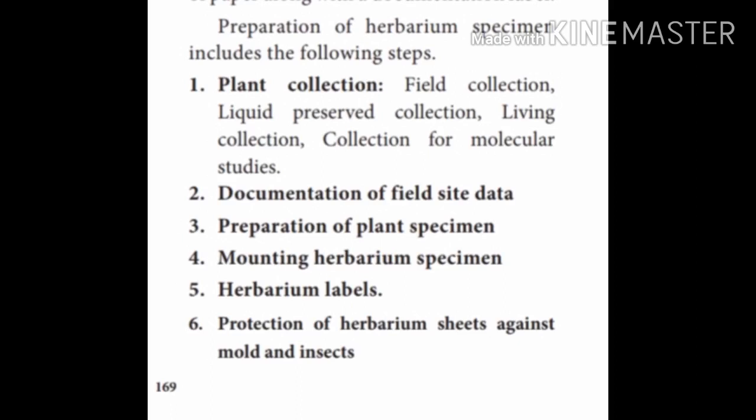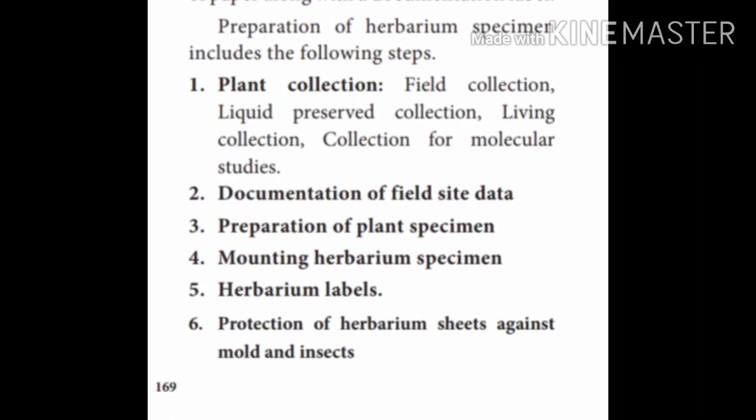The next is preparation of plant specimen. You have to clean the plant by dusting all the filth out of it and make it ready for mounting. Fourth is mounting the herbarium specimen. This has to be done clearly with the flower and all the details neatly present, and you have to paste it in a sheet, herbarium sheet. Herbarium sheet will be of a particular size, 49 into 21. So that is the specific standard size of an herbarium sheet.